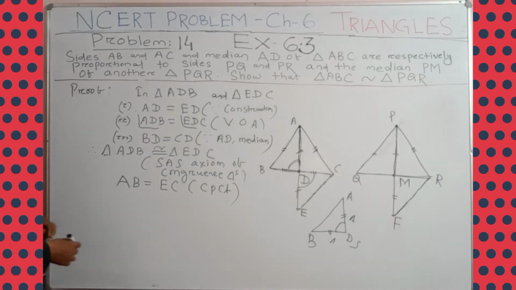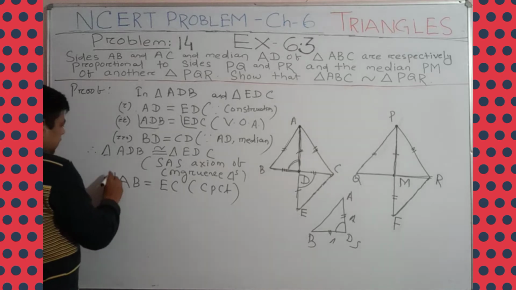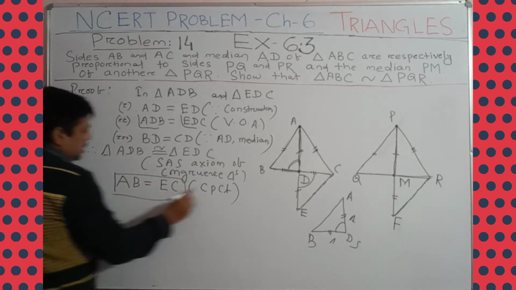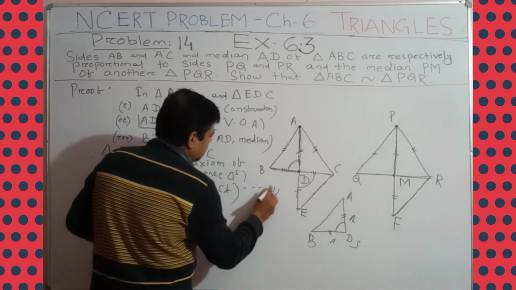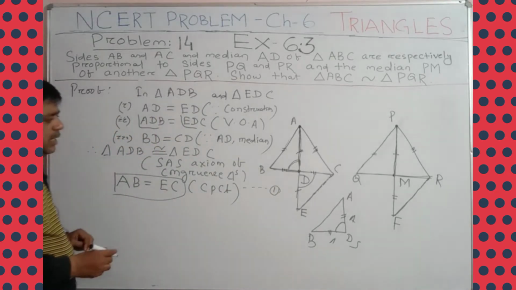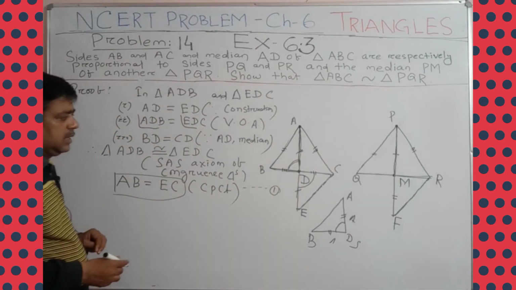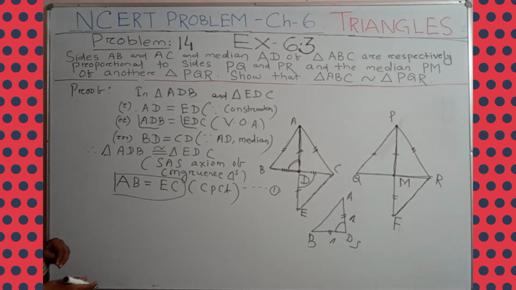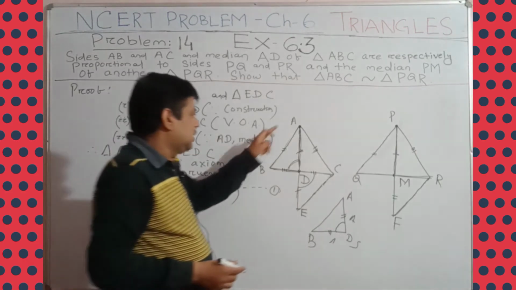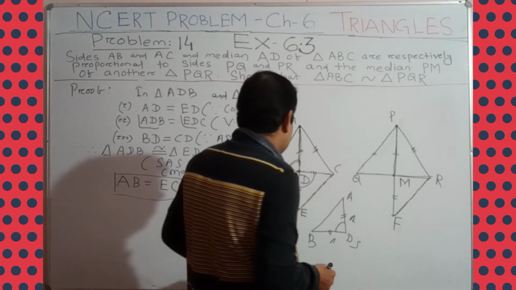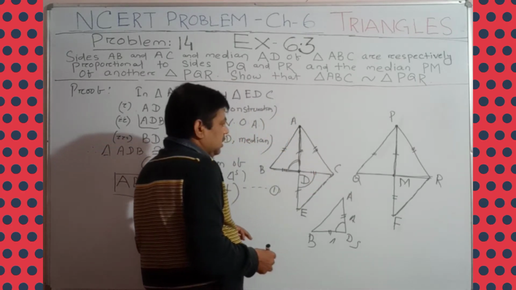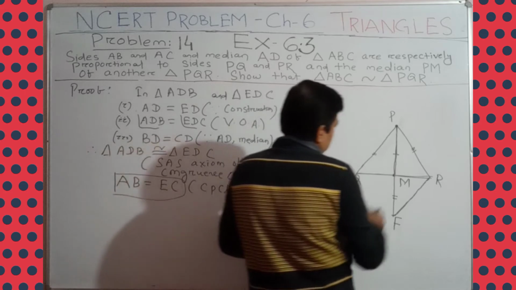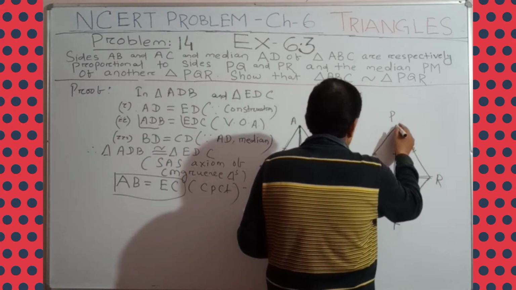Okay, so this is one of the points we are getting here. AB side is equal to AC side. This is point 1. First point we are getting: AB side is equal to AC side. Is it clear? Okay. Understand? Now similarly, can you prove the triangle?